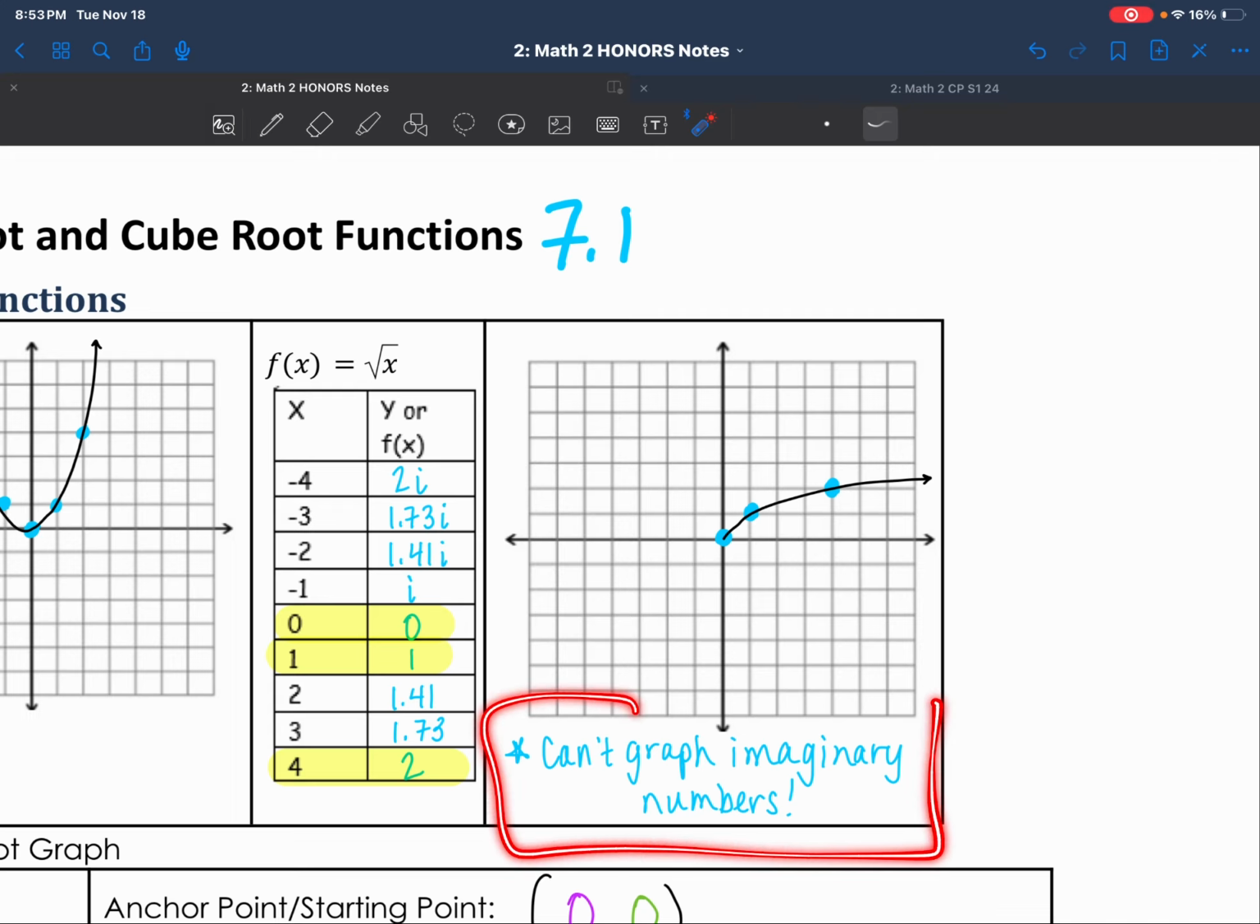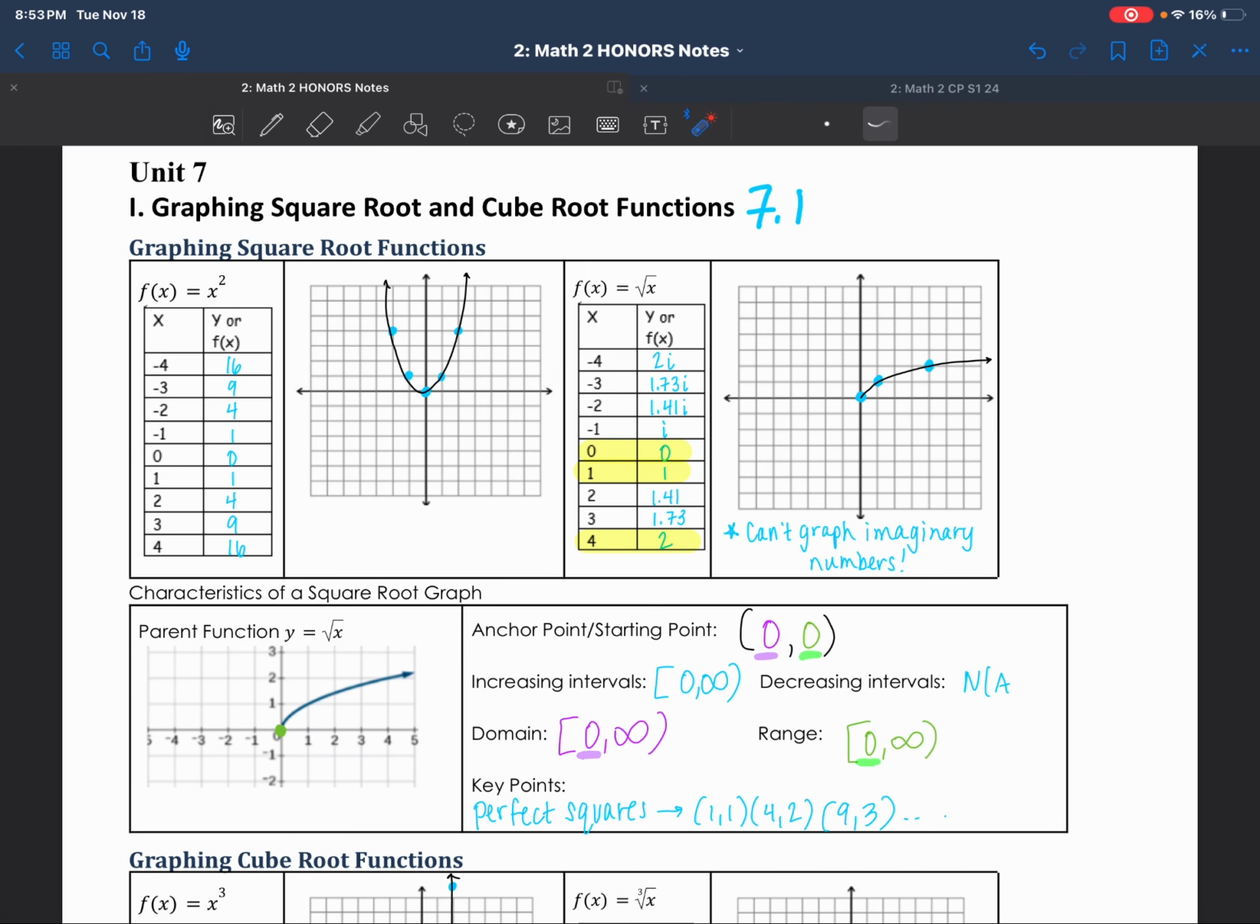So we're not going to graph the imaginary numbers because you can't graph them on the plane. So we are really ignoring all of those. That's why there is not the other half. We can't have the other half because we can't graph those. So really, your square root function is half of your parabola. There are some key points here that we'll talk about in a second.